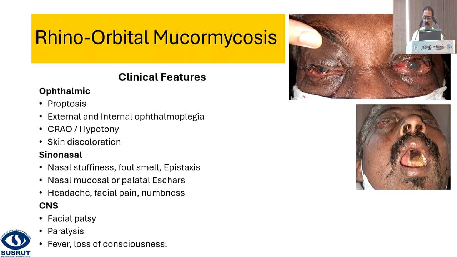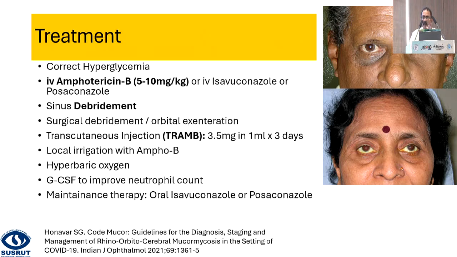So look at the nasal cavity, look at the palate. Does the patient have any stuffiness, pain along the face? Is there any bloody discharge from the nose? And in CNS extension, you could have facial palsy, the patient can develop a paralysis, and these carry a very high mortality. Treatment is, of course, with intravenous amphotericin B. You have to control the diabetes, which is the underlying cause. Surgical debridement of the sinuses, debridement of the orbit, or even an exenteration of the orbit.